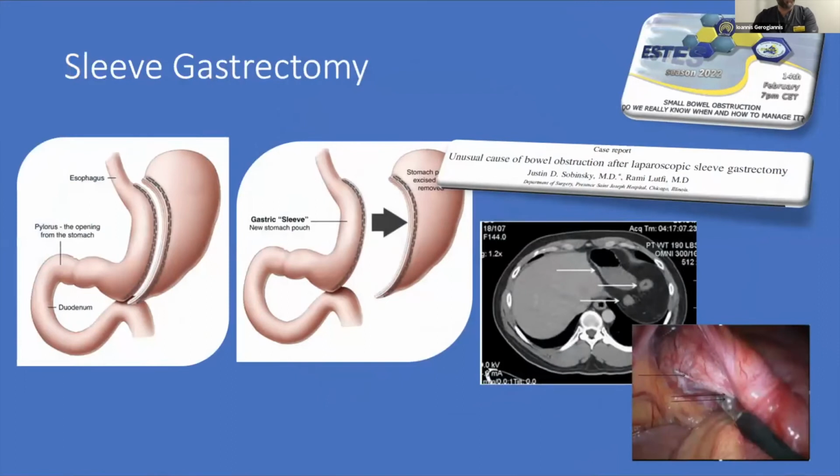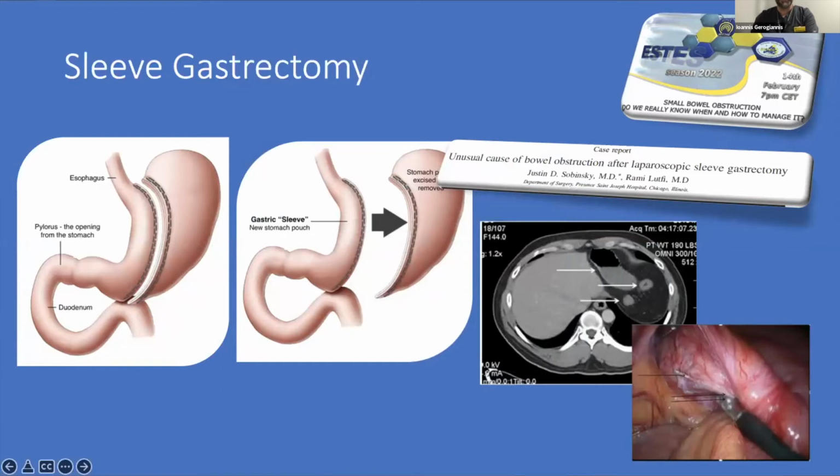Sleeve gastrectomy. We all know what a sleeve gastrectomy is. A part of the stomach is removed, so the patient has a good result by having less volume, but also a metabolic result. However, there is a case report in the literature that an unusual cause of bowel obstruction was found after laparoscopic sleeve gastrectomy. And you can see the pictures here.